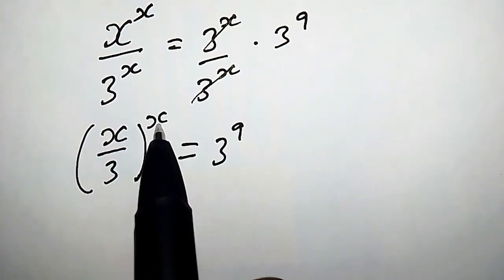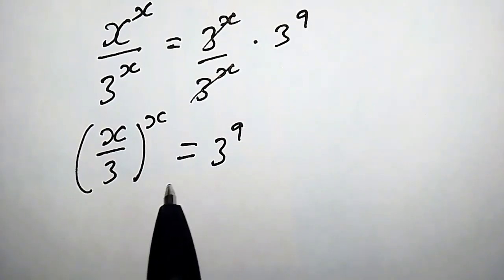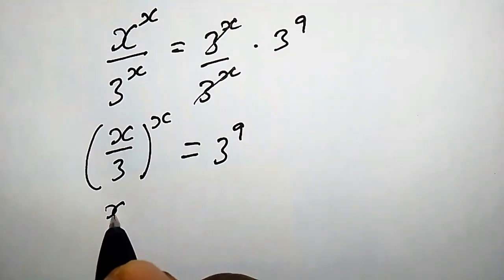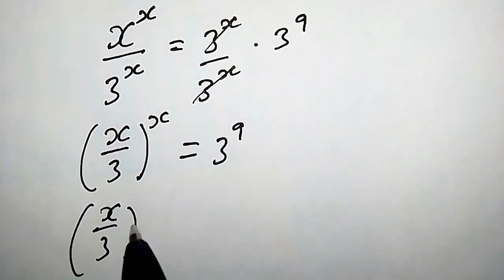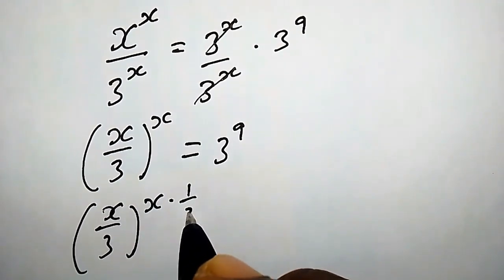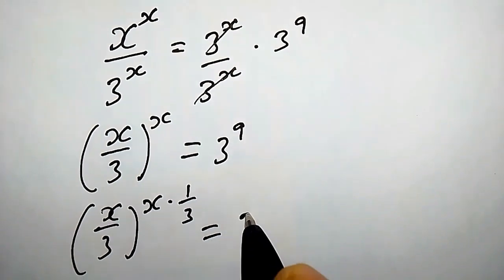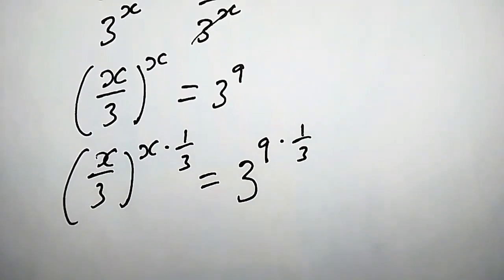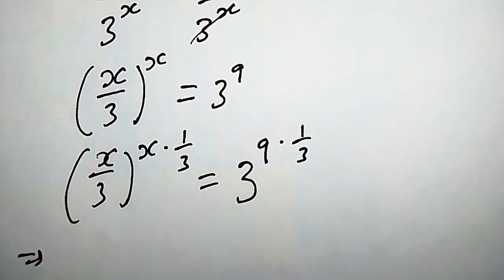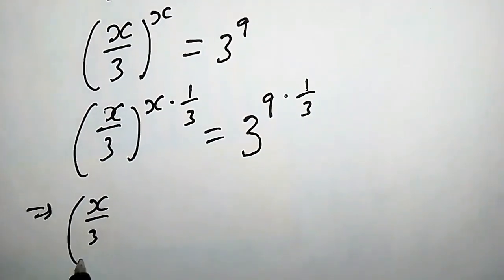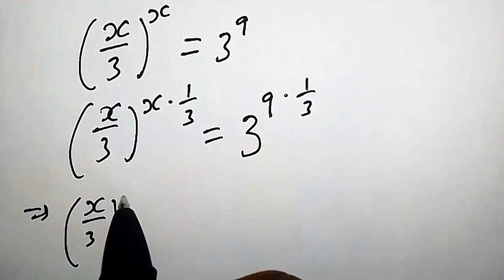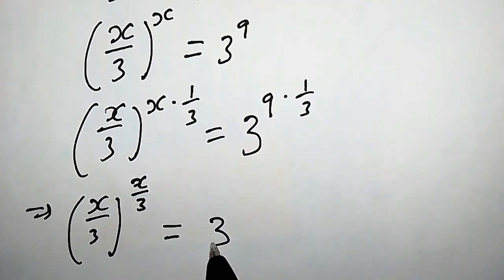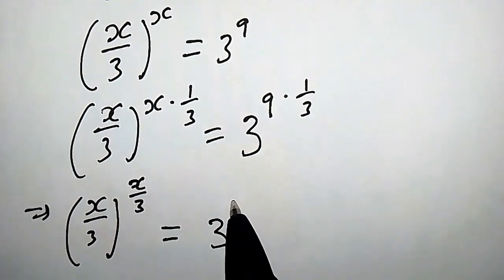So now let's consider these exponents. Suppose we multiply both exponents by 1 over 3. So we get x over 3 to the power of x times 1 over 3 equals 3 to the power of 9 times 1 over 3. Very good. So this implies that x over 3 to the power of x times 1 over 3, that is just x over 3, equals 3 to the power of 9 times 1 over 3, that is simply 3.